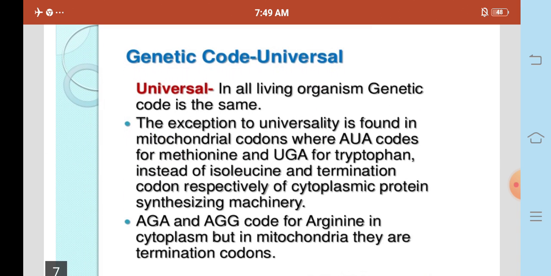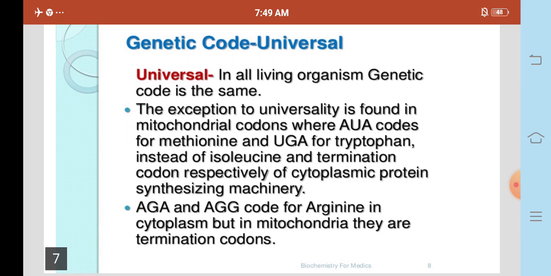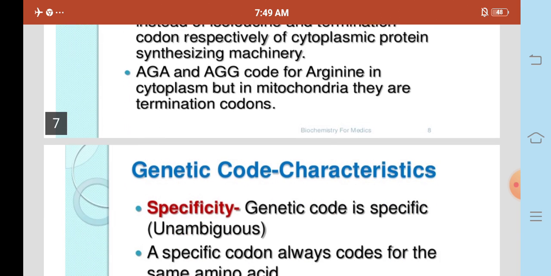Genetic code is universal. In all living organisms, the genetic code is the same. The exceptions to universality are found in mitochondrial codons, where AUA codes for methionine and UGA for tryptophan instead of isoleucine and a termination codon respectively of cytoplasmic protein synthesizing machinery. AGA and AGG code for arginine in cytoplasm, but in mitochondria they are termination codons.